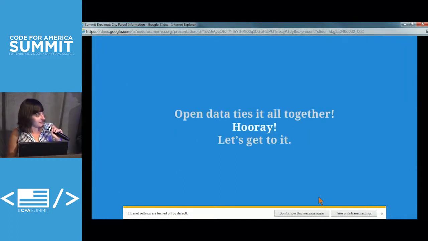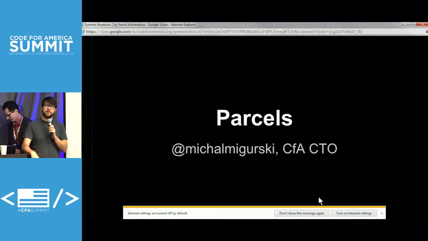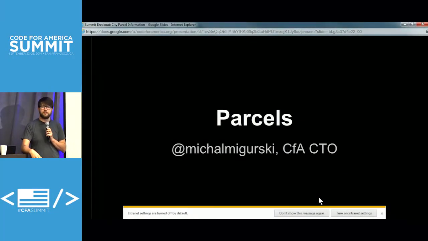So open data, awesome. Hi everybody, my name is Michael Migurski. I know many of you. I'm the Chief Technology Officer at Code for America. Been in the position for about a year and a half, so this is now my second class of fellows that I'm working with. And I'm here to talk a little bit today about parcel information.